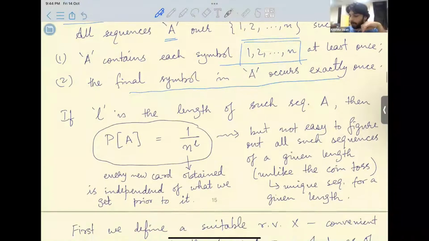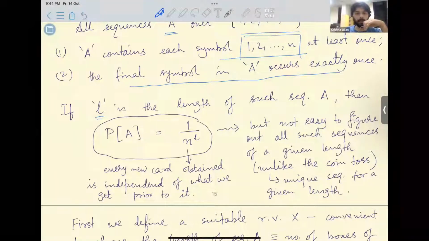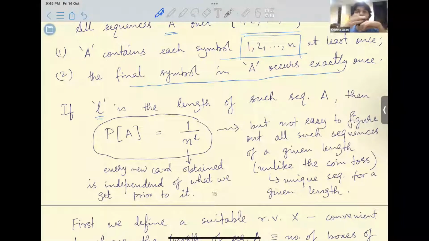Now, what is the random variable I should suggest here? It should be the length of the sequence. Because I want to find how many boxes I need to buy so that on average I collect all the n distinct cards. So the length of the sequence is basically how many boxes I am buying.